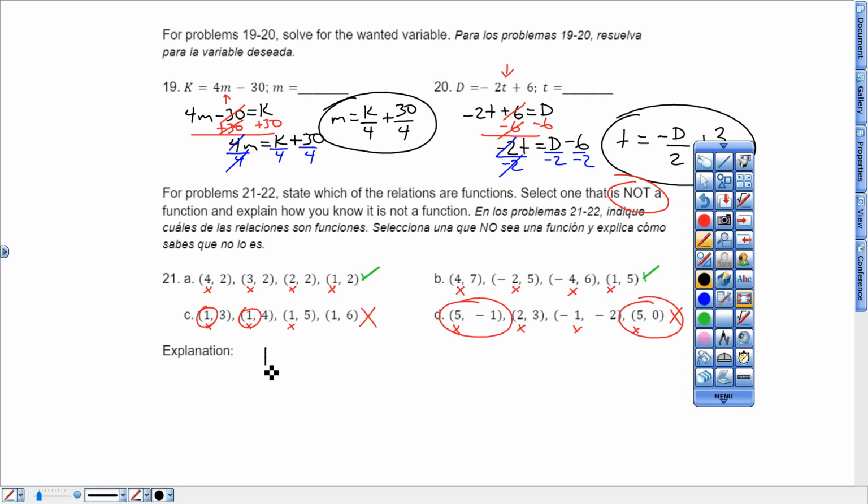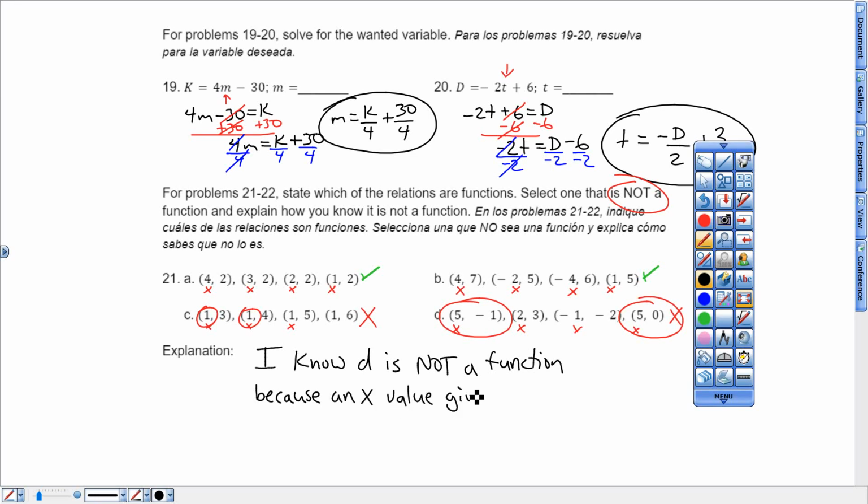So I could say, I know D is not a function because an x value gives two different y values. And I'll list those points to show that. So negative 5, negative 1, and 5, 0. Can't have the same x. You have two different y numbers. All right, moving on.